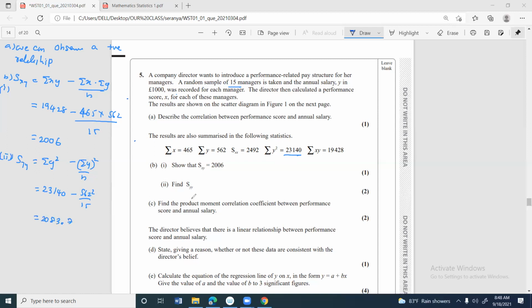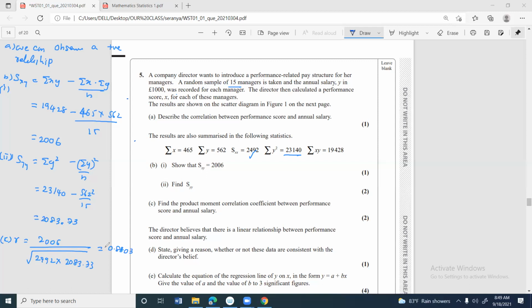2083.73. Right. Find the product moment correlation coefficient between the performance score and salary. We know that the product moment correlation coefficient is SXY, which we already found as 2006, divided by the square root of SXX, which is given over here as 2492, into SYY, which we already found as 2083.73. So you get the answer as 0.8803.